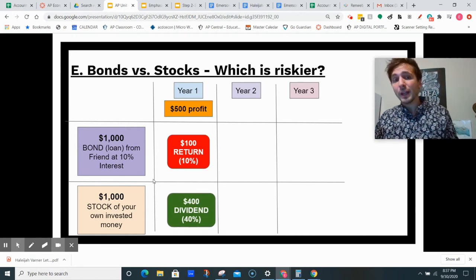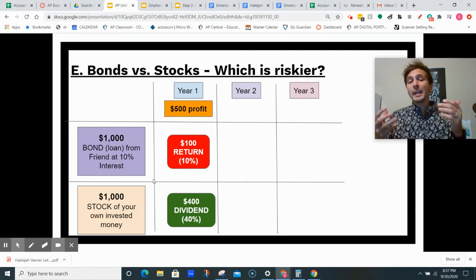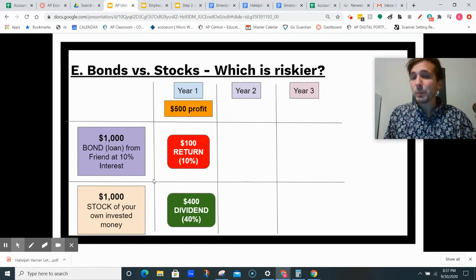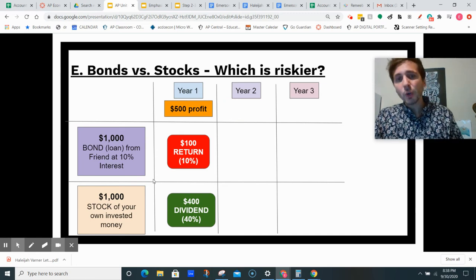And then $400 came from your stocks. Like, wow, this was awesome. I made $400. Your dividend was 40% of your original invested money. That's pretty sweet, right? Great job. That's way better than the bond. But in year two, things go badly.